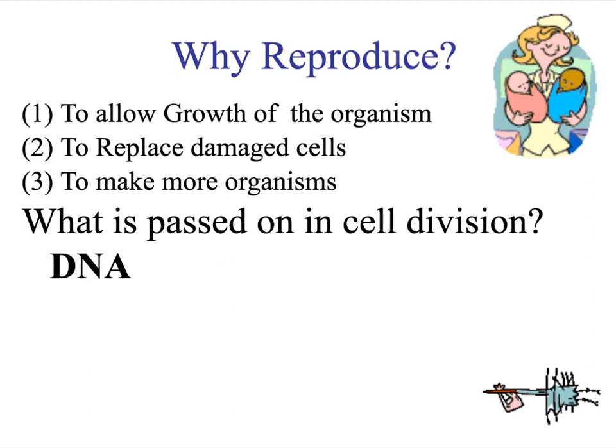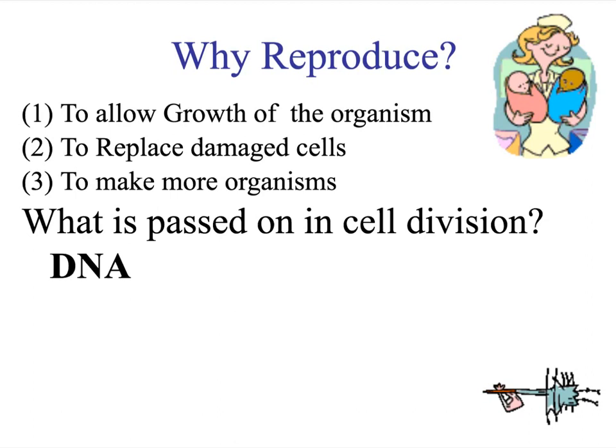Secondly, many cells have a limited lifespan. For example, white blood cells live 60 days or red blood cells live 120 days, and so these cells need to be replaced as they die off. Or if you get cut, cells need to be repaired or replaced in the case of damage.